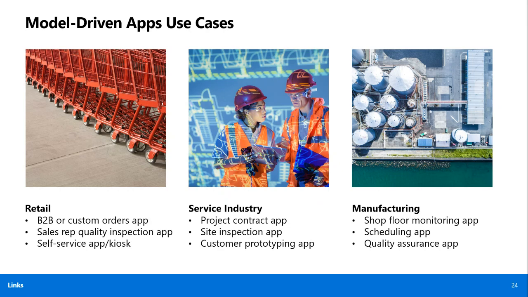A couple of service industry examples: the first one is a project contract app. When we think about project contracts, we do have functionality in Project Operations or the older Project Service Automation where you can create project contracts. But oftentimes, depending on the type of contracts or industry that you're servicing, there might be special needs or information that you need to track and document as a part of that pre-project sales engagement. So you could build out a project contract app.